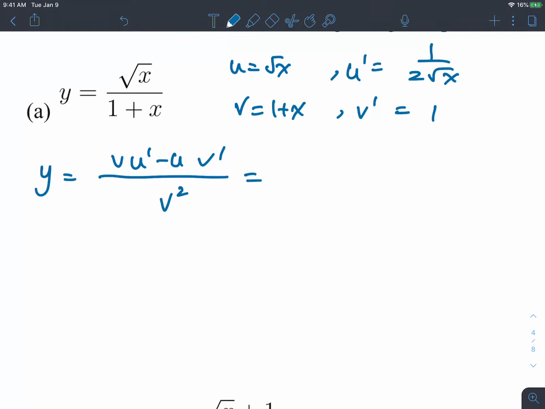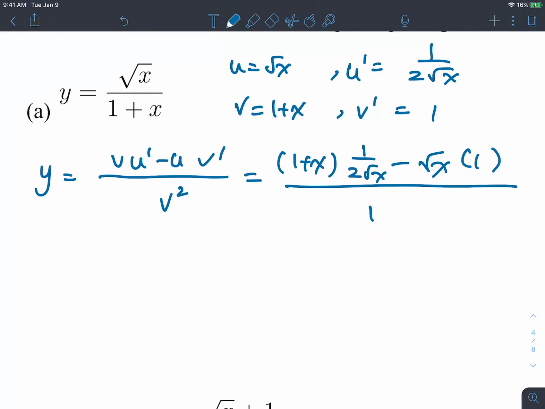I'm going to just plug it in. V is 1 plus x. U prime is 1 over 2 root x. Minus the u is root x. V prime is 1, over 1 plus x squared. Yeah, so now the calculus portion is once again done. We're done. But now we're going to do the cleanup.